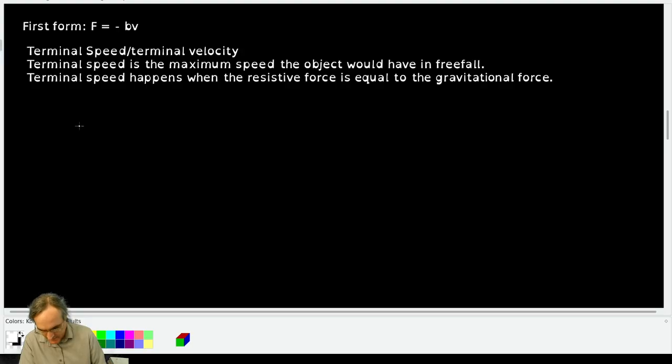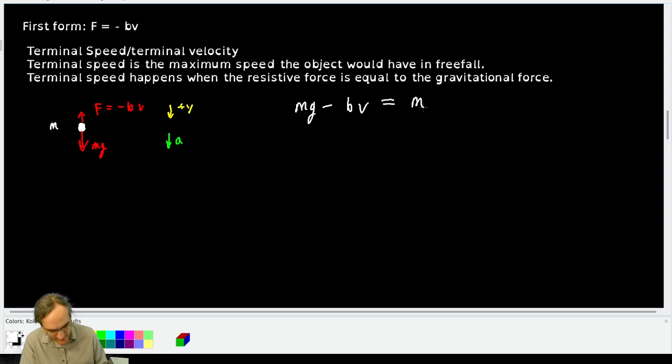Okay, so we're going to use that first form. Here's a little mass. We'll let it drop. As it drops, its speed picks up. As its speed picks up, our resistive force, looking like minus bv, will get larger and larger. And gravitation will be acting constantly in the other direction. We're going to take the positive direction downward here. That means we'll have a downward acceleration, at least for a while, and we'll find mg minus bv is equal to ma. And this is a generally useful equation. We'll be coming back to it.